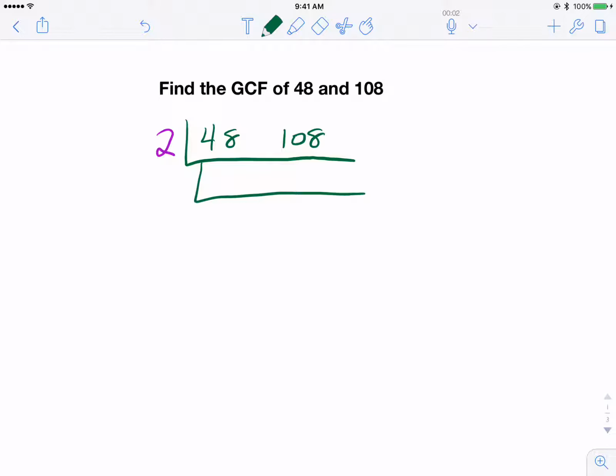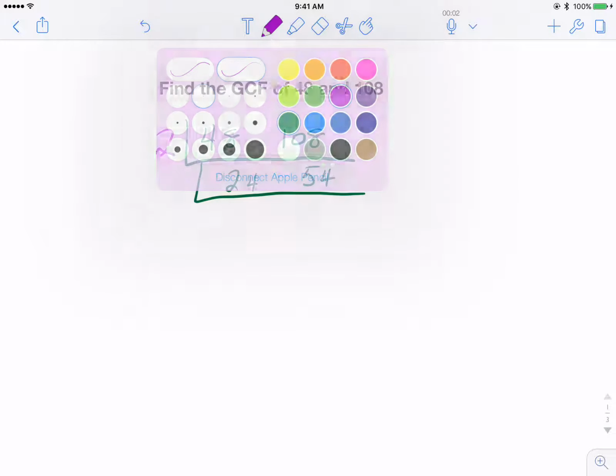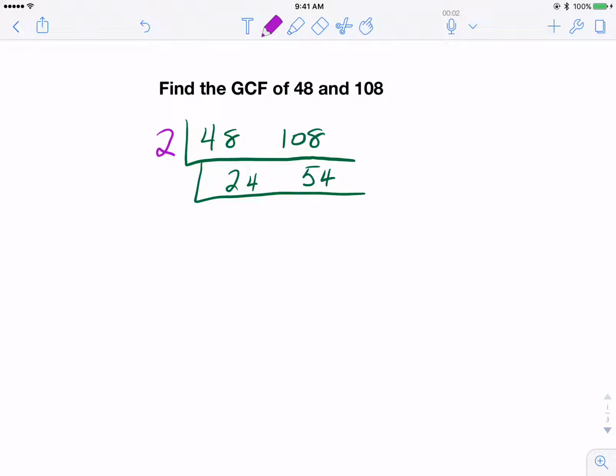Now, to fill in the next row, I divide each of these numbers by the number I pulled out. I pulled out a 2, so 48 divided by 2 gives me 24, and 108 gives me 54. Now I'm going to keep going here. Let's see if we could do anything larger. I'm just going to pull out another 2. A nice easy one to do is 2. If you notice they're both even, might as well.